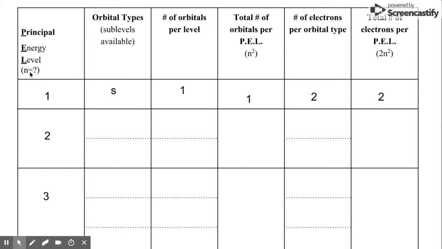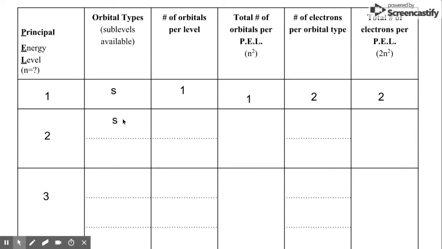Now we designate these orbital energy levels with the letter n. Another way of calculating total orbitals per principal energy level is n squared. You can see if n is 1, n squared is also 1. Another way to calculate total number of electrons per principal energy level is 2n squared. If n is 1, n squared is 1. 2 times that would be 2.